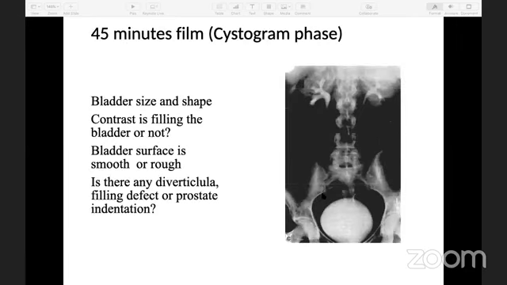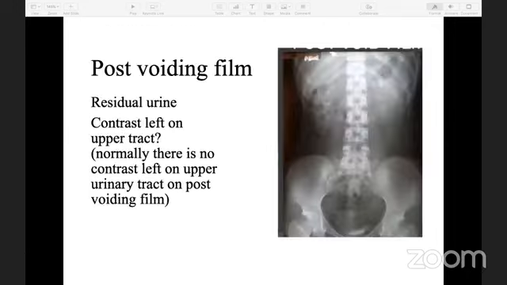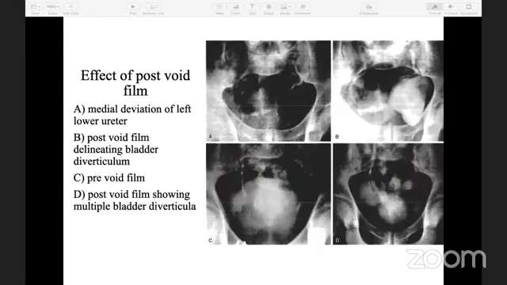The cystogram phase at 45 minutes shows bladder size, contour, any filling defect, diverticula, or prostate indentation. The post-void film shows the amount of residual urine. Apart from residual urine, the post-void film also better delineates bladder diverticula, and it is also evident in this film that this diverticulum causes medial deviation of the lower ureter.